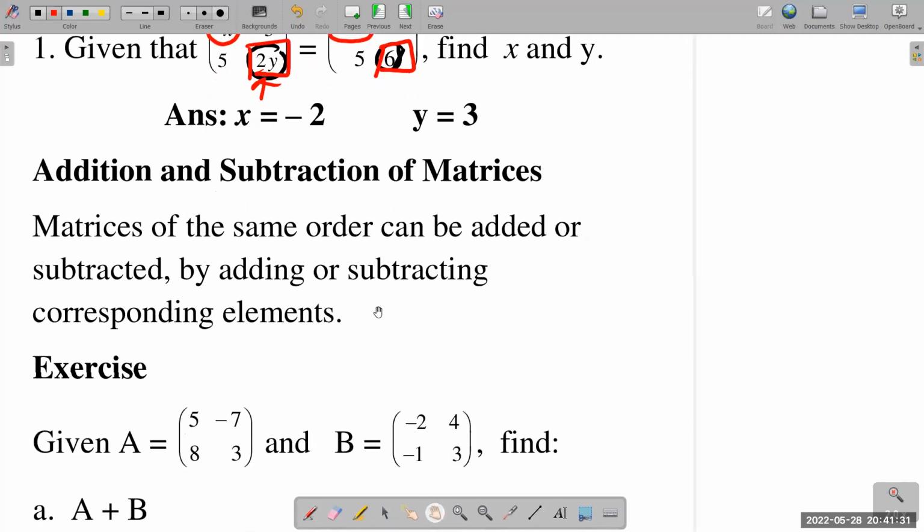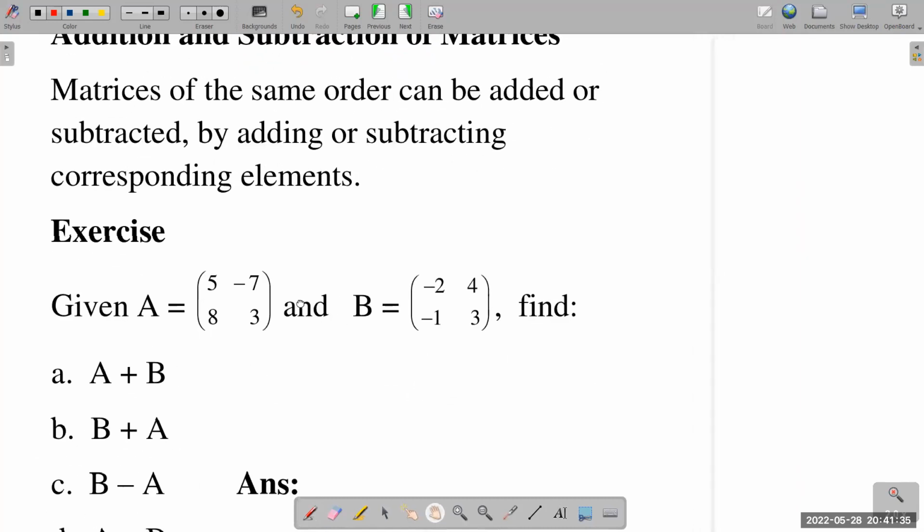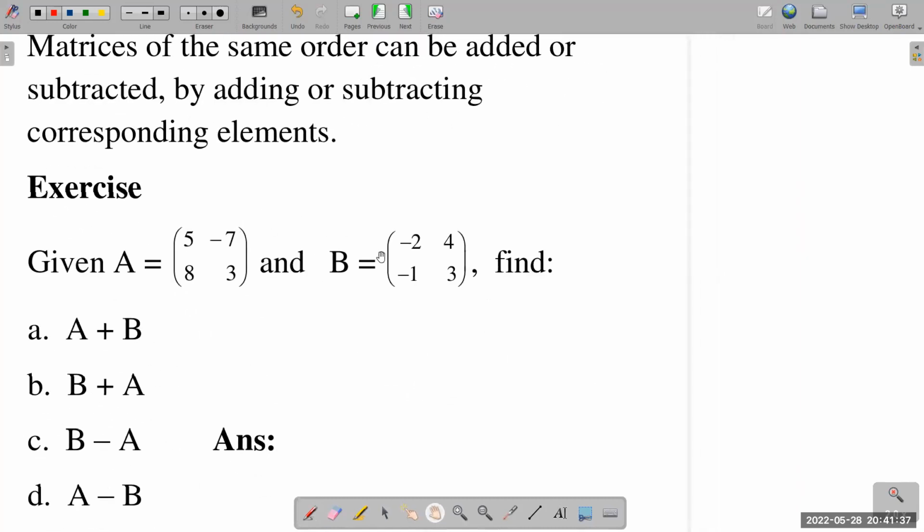Moving along, the addition rule and subtraction rule. What do we know about the addition and subtraction rule? You could only add and subtract two matrices that have the same order. So I could only add a 2 by 2 to a 2 by 2. Why is this important? When you're adding matrices, you only add in the elements in the same position. So I would add the A to the A, the B to the B, the C to the C, and the D to the D.